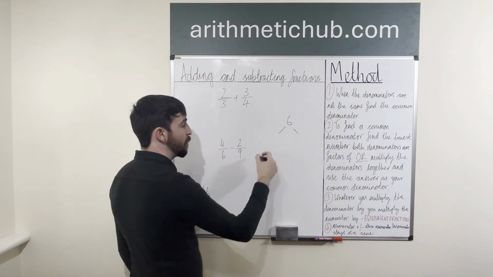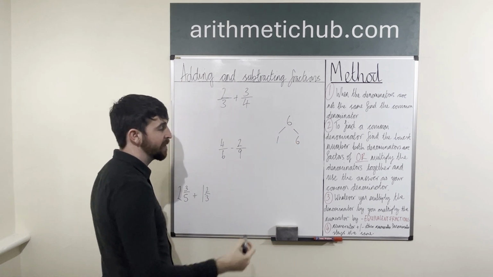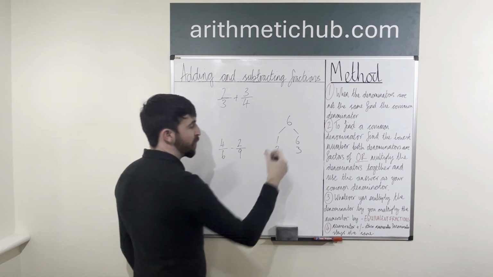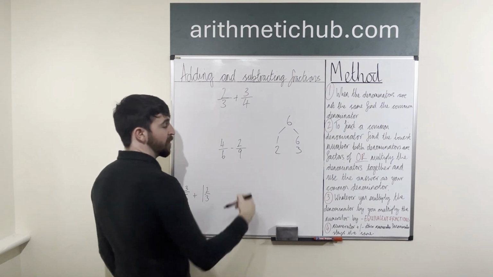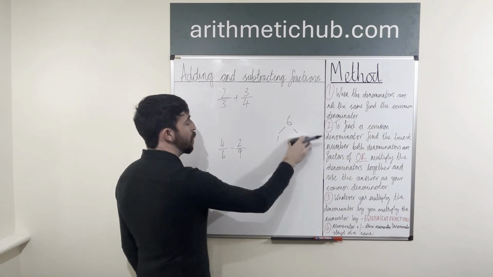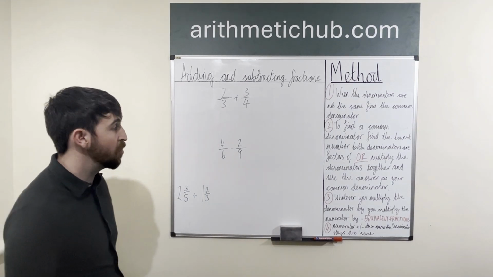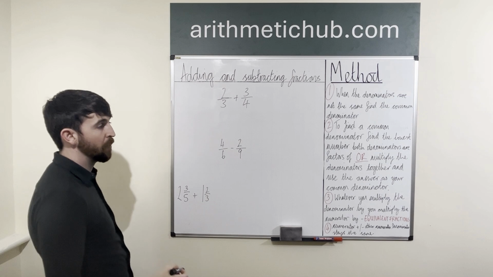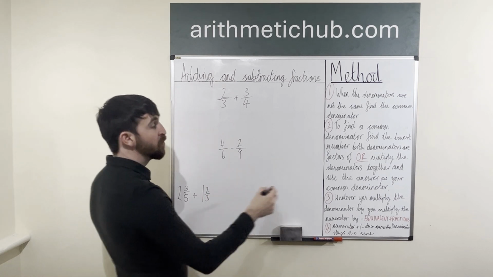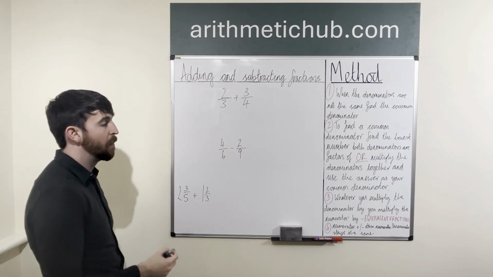Factors, if you remember, are when, say for example, we've got 6, we set up our factor tree, 1 and 6 would multiply together to give you 6, 2 and 3 would multiply together to give you 6. So the factors of 6 would be 1, 2, 3 and 6, okay? So when we are finding a common denominator, sometimes we can use our factors to help us out with that, okay? Or multiply the denominators together and use the answer as your common denominator, okay?